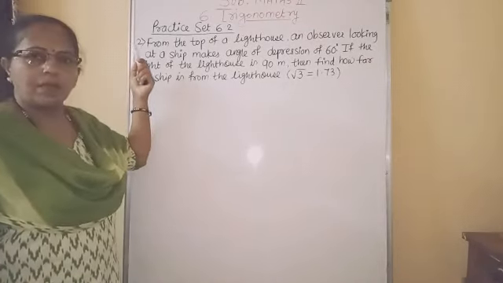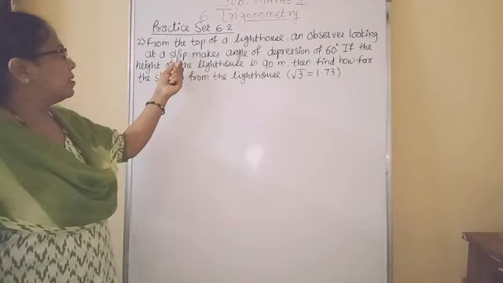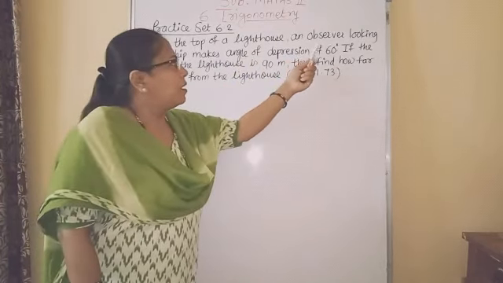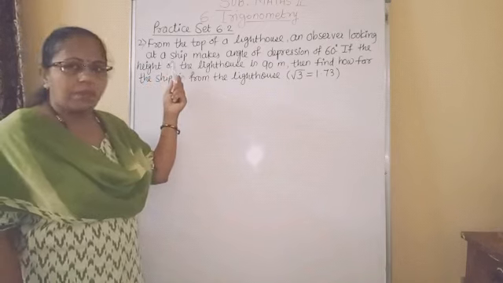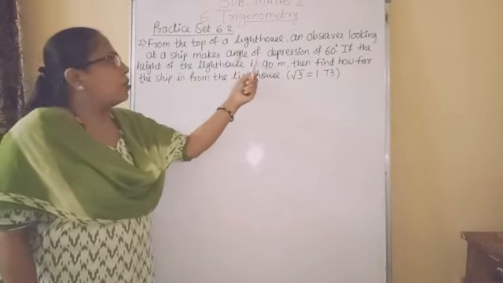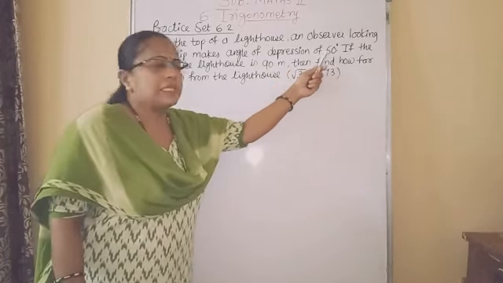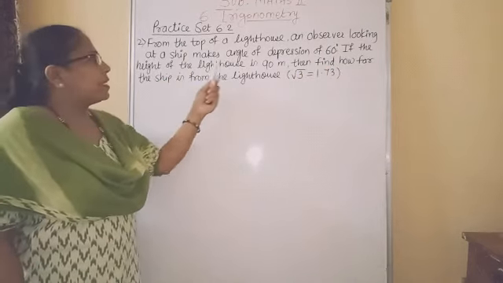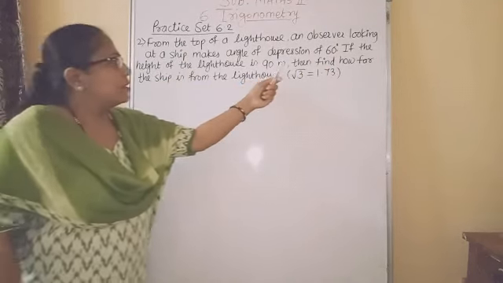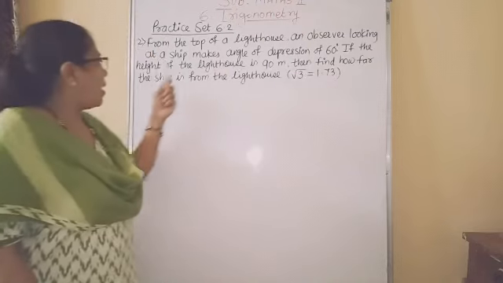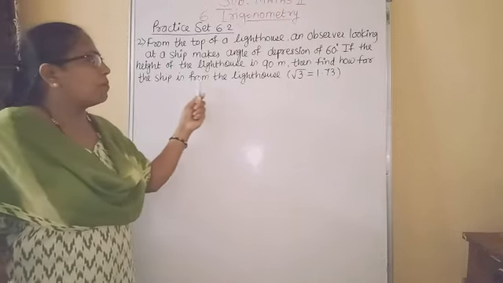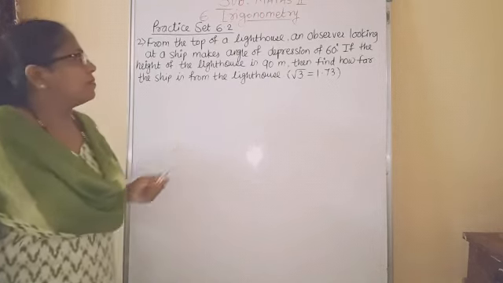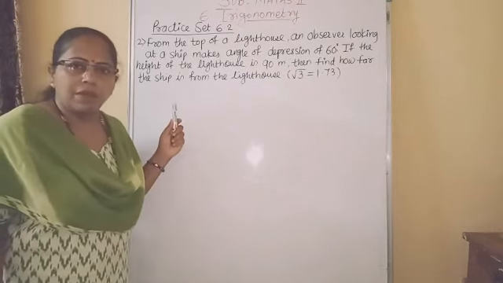Next question number 2. From the top of a lighthouse, an observer looking at a ship makes an angle of depression of 60 degrees. If the height of the lighthouse is 90 meters, then find how far the ship is from the lighthouse. Okay. Now here first we have to draw the figure.